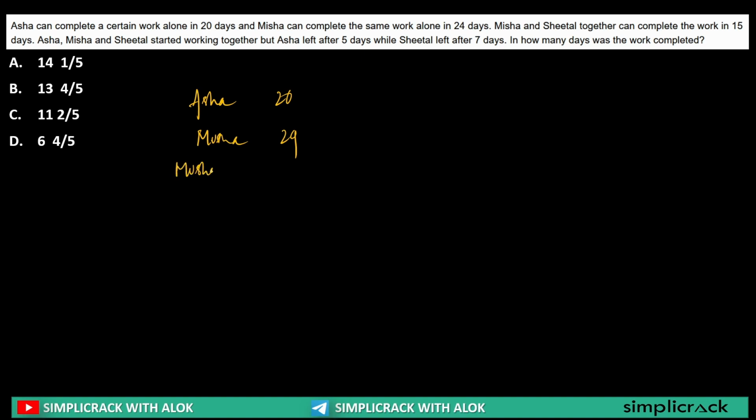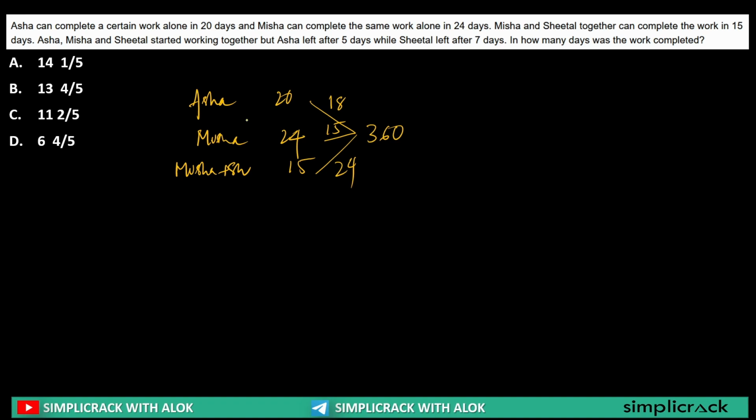So, Misha plus Sheetal can complete the work in 15 days, and this is 24. If I have to take out the LCM of this, then I can say it is 360. Yes, 360 will be the answer. So here it is 18, here it is 15, here it is 24. Okay, so these are the efficiencies.